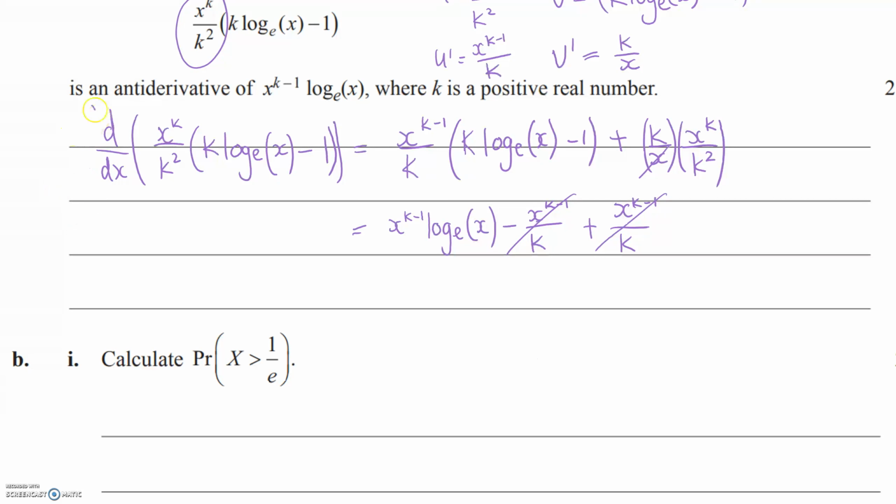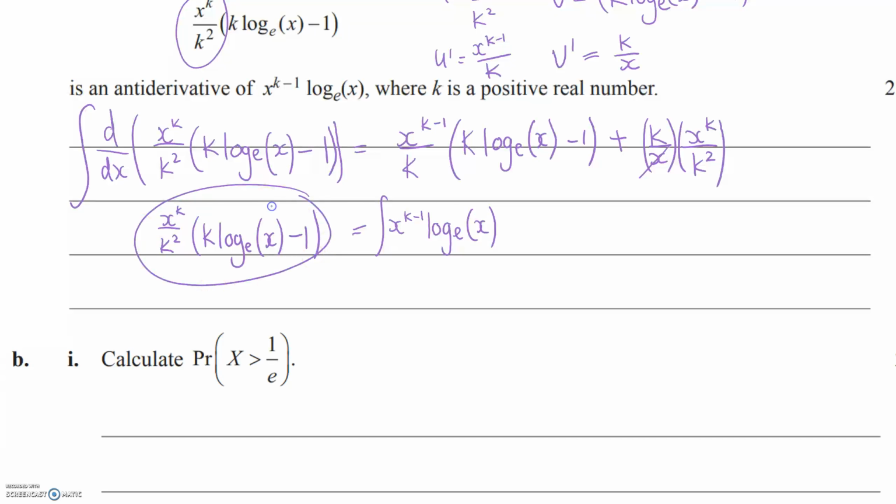Okay? So if I integrate here, all I'm going to get is x to the power of k on k squared multiplied by k log e x take 1. Then if I integrate here, well, this is what I'm looking for. So the truth is, these things have now gone. And so what this is telling me is that the integral of this side here must be equal to this over here, obviously, with respect to x. So there you go. That's my answer.